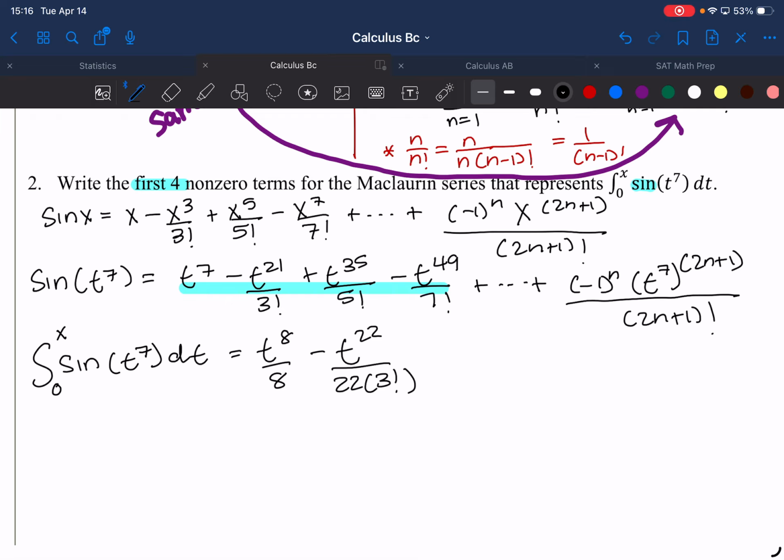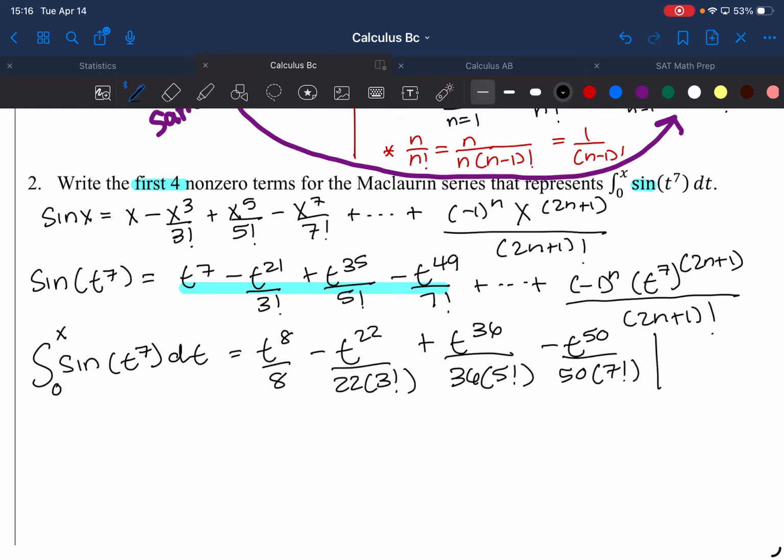I'm just leaving it there. I'm not going to try to simplify because I'm not guaranteed a calculator on this question. Okay, so don't try to simplify. If you try to simplify and you simplify wrong, they're going to mark you wrong. Okay, and this is going to be plus t to the 36th power over 36 times 5 factorial minus t to the 50th power over 50 times 7 factorial.